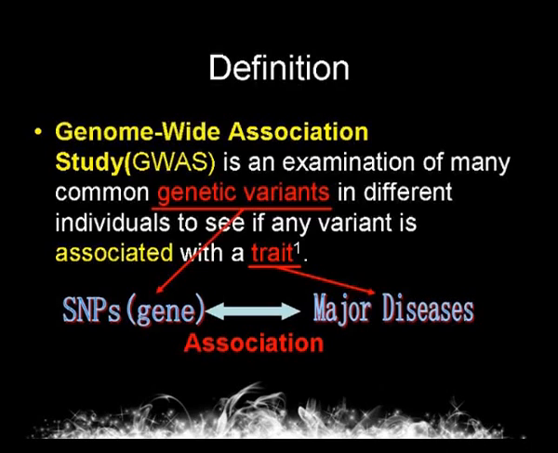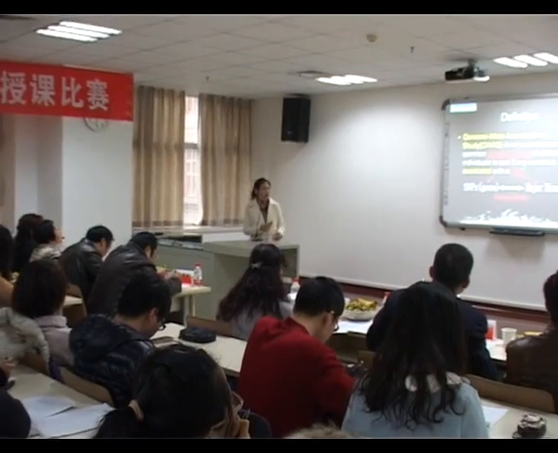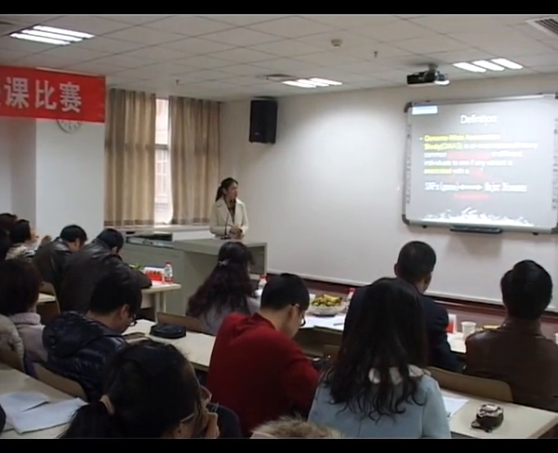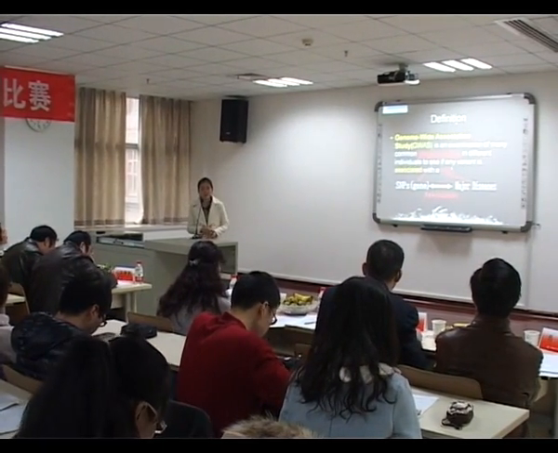Genome-wide association study is an examination to find out the association between genetic variants and a trait, among which the genetic variants are always SNPs and the traits are always major diseases. In other words, we are going to find out the association between the SNPs and the major diseases.